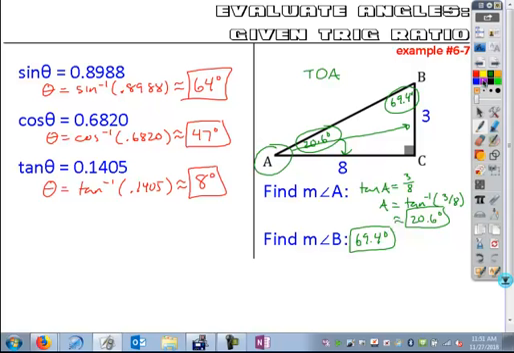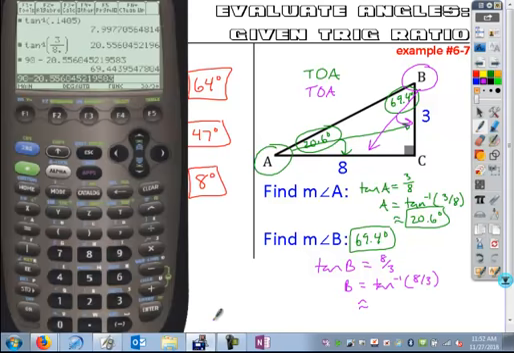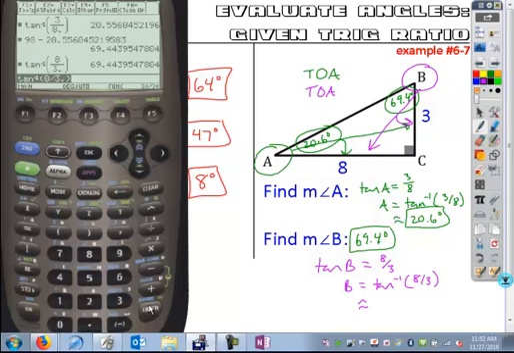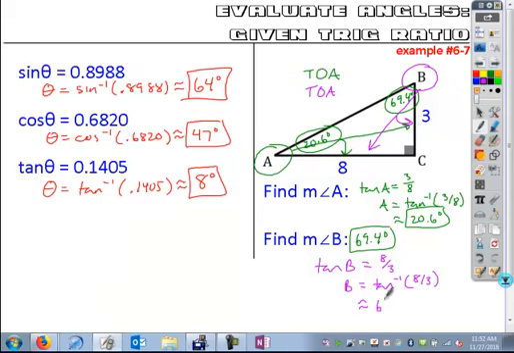Okay, with respect to B, the pieces that I have are opposite and adjacent. So again, what relates opposite and adjacent? Opposite and adjacent are TOA, tangent. So I could set this up as the tangent of B is equal to opposite 8 over adjacent 3. I can solve for B by taking the inverse tan of that ratio. And when I do, I get diamond T inverse tangent of 8 over 3, put a decimal in there, so it displays as a decimal. Hit enter, and I'm verified that I have 69.44 as my correct answer.